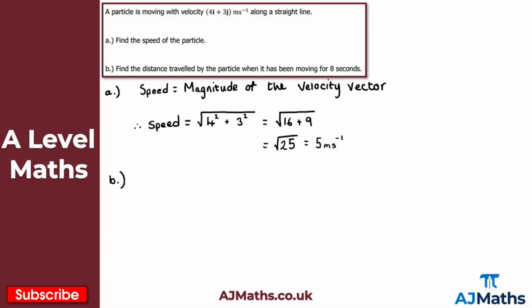So for part B then, it says find the distance travelled by the particle, and it has been moving for 8 seconds. Let's just go back to some basic GCSE maths here and working with compound measures. So in this case then, the distance is equal to the speed of the particle multiplied by the time that it's been traveling for or moving for, which in this case would be 8 seconds. So it's speed multiplied by time.